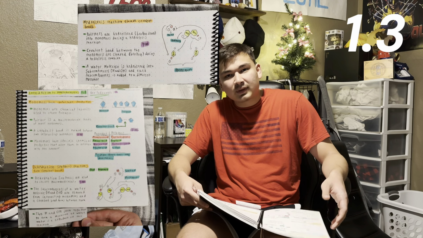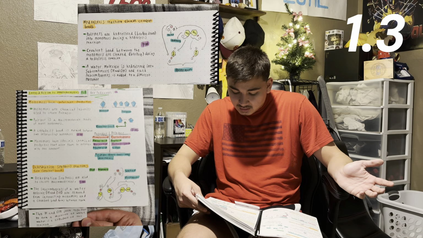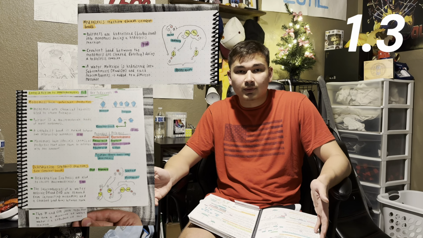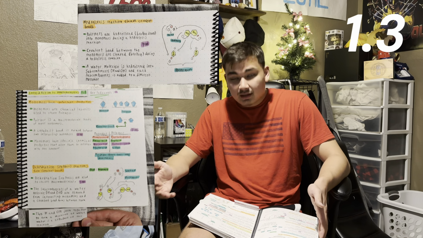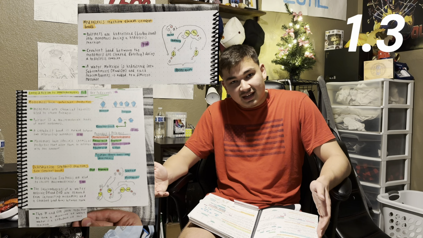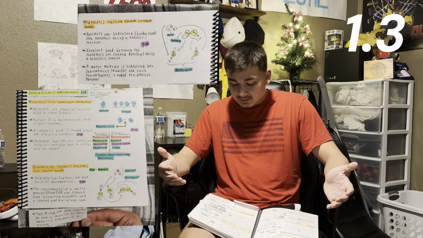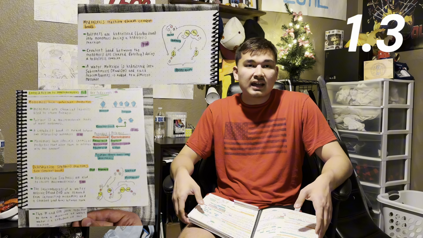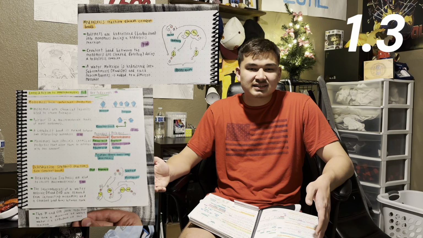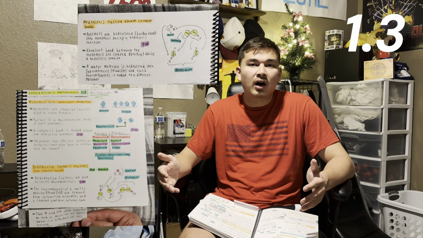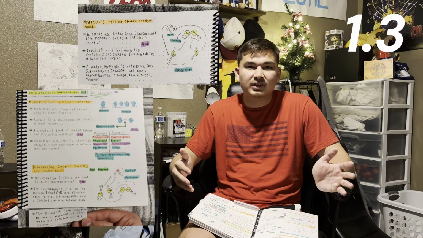For the first polymer, we have carbohydrates, and the monomer for carbohydrates is monosaccharide. For the next polymer, we have proteins, whose monomer is amino acids. The next polymer is nucleic acid, and the monomer for it is nucleotide. And the next polymer is lipids, and the monomer for it is fatty acids. We also go over dehydration synthesis in this topic, basically saying the removal of water creates the bond between these monomers that connects them into polymers.